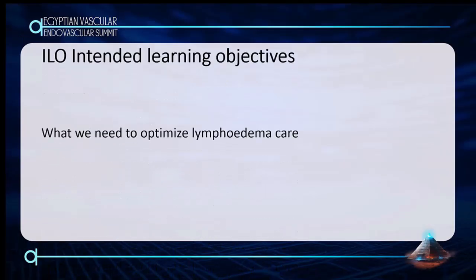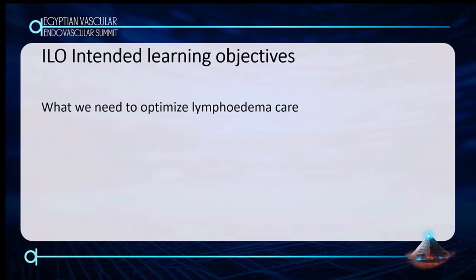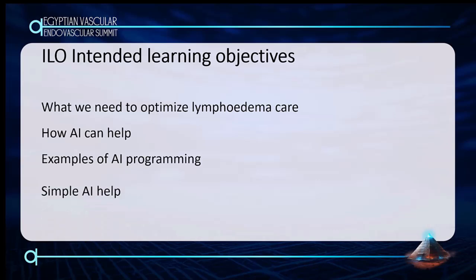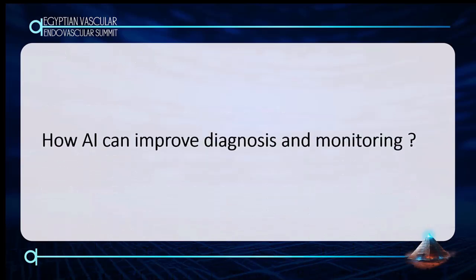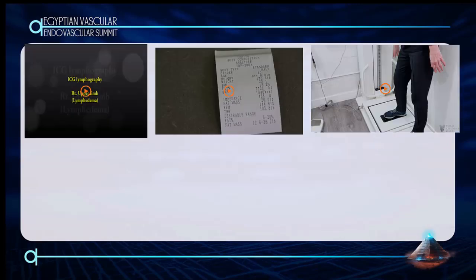I would like to give my intended learning objective of this presentation: that we need to optimize lymphedema care. It's definitely a clinical demand. How can artificial intelligence help us? I will give some examples of AI programming, simple ones, and then advanced AI programming to help the lymphedema center. How can AI improve the diagnosis and the monitoring of lymphedema patients?